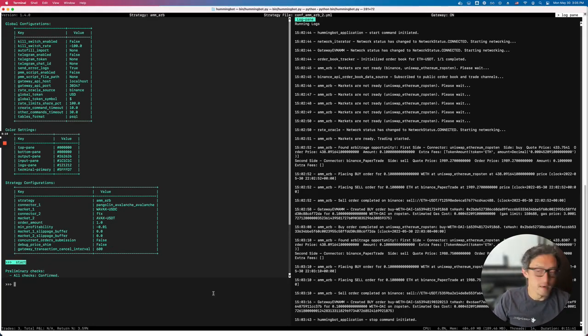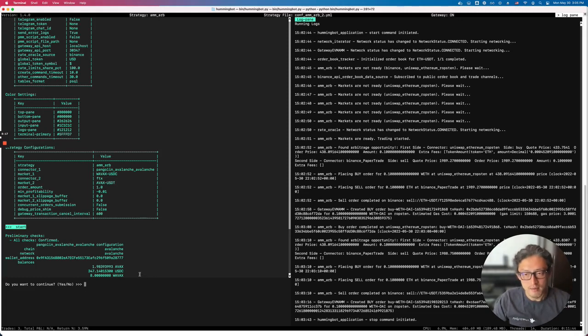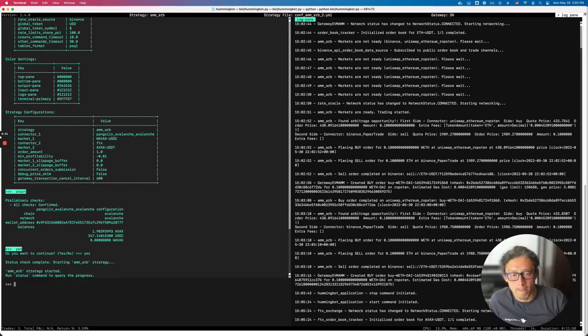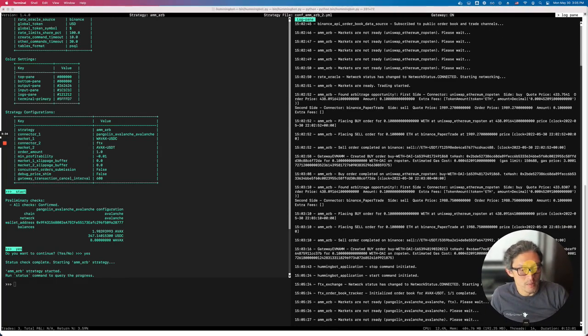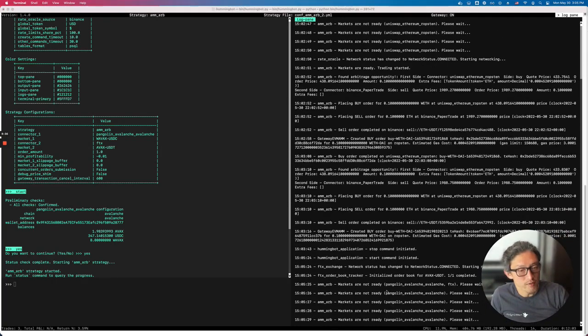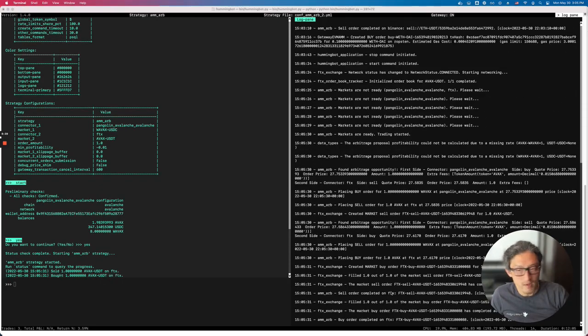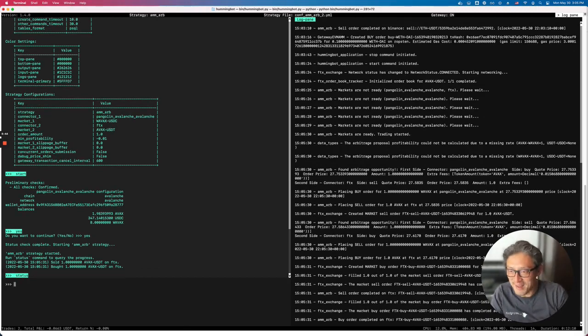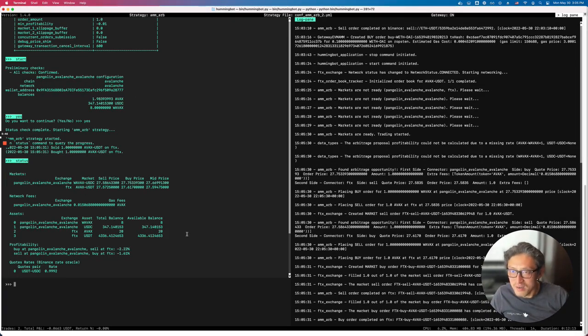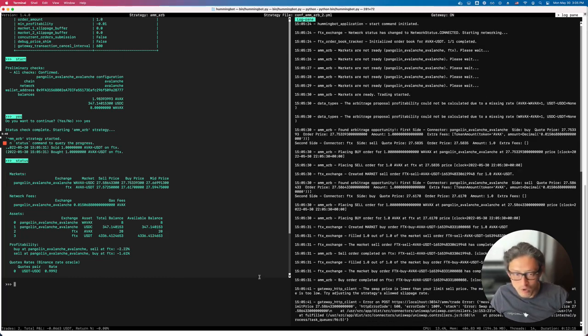So the start command, same thing happens. It's going to check to make sure I have a balance of assets in the wallet. So I do indeed have some USDC, some wrapped Avalanche, as well as some Avalanche itself to pay for the gas. So I can continue, and now it's going to instantiate connections to both Avalanche as well as FTX. And look, it did an arbitrage opportunity. Wow. Let's see what happened there. Oh, okay. So it did actually do an ARB.